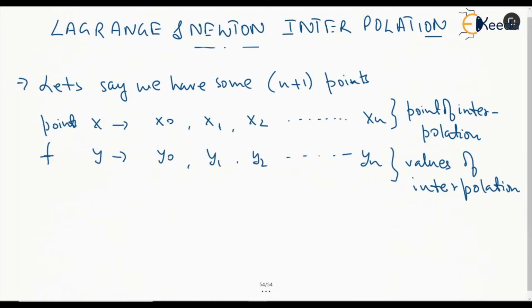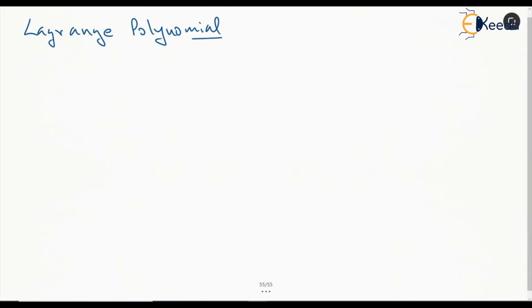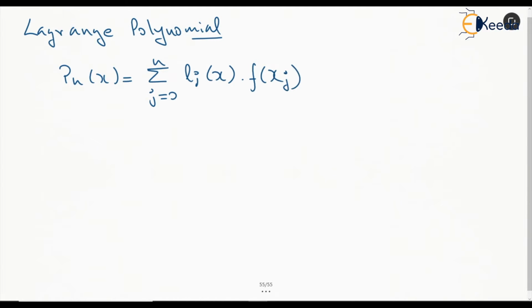So in that case, Lagrange's polynomial is given by Pn(x) is equal to the sum from j equal to 0 to n of Lj(x) into f(xj). Fine, we'll see what these terms are.